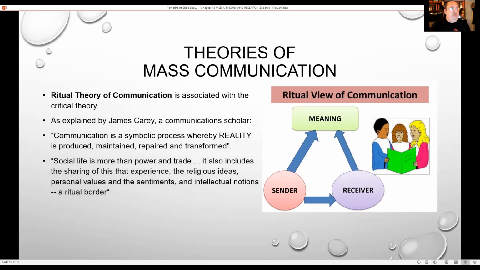Social life is more than power or trade. It also includes the sharing of this or that experience, religious ideas, personal values and sentiments, and intellectual notions. All of this affects the meaning of the message.